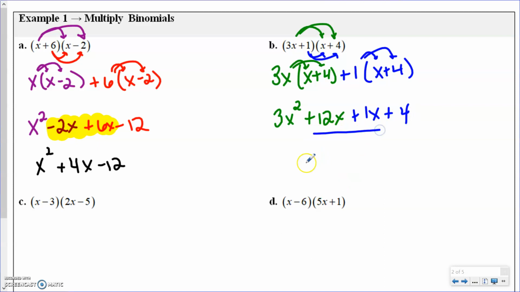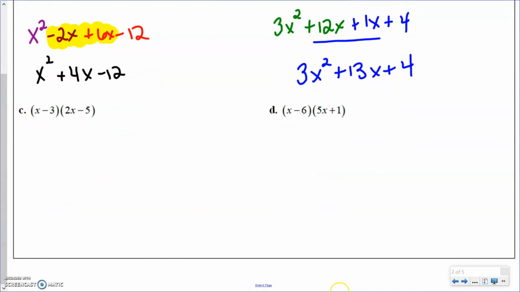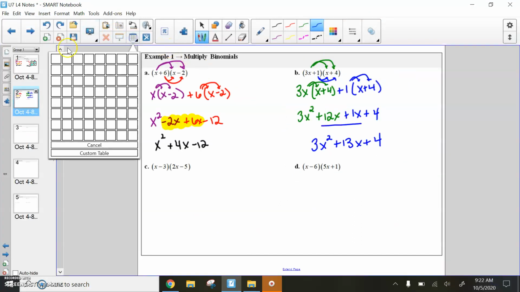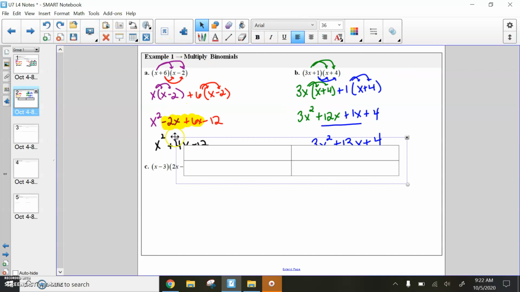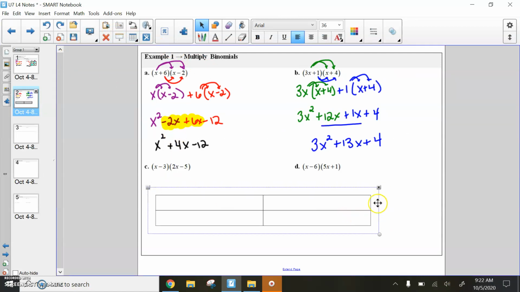Notice our like terms here are 12x and 1x. 12 plus 1 gives me 13. And we're good from there. I'm going to go ahead and insert two tables here. See if we can make it fit better.